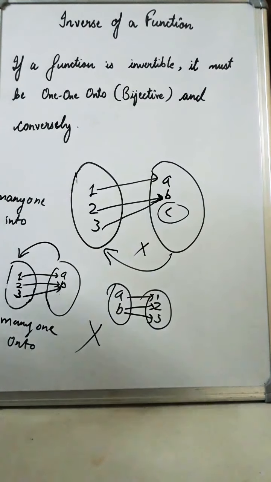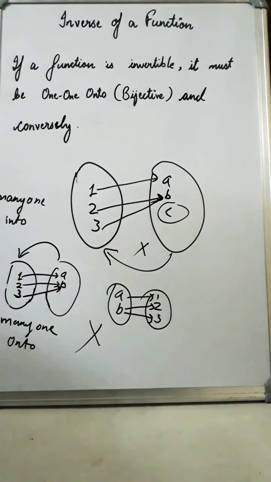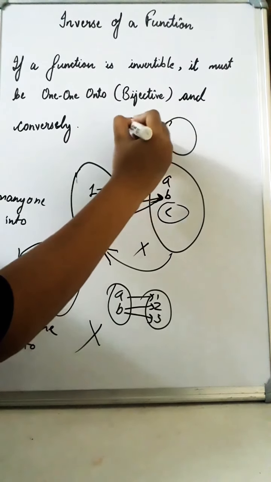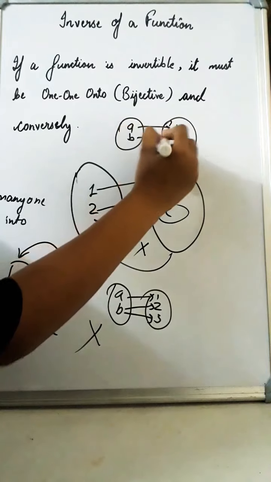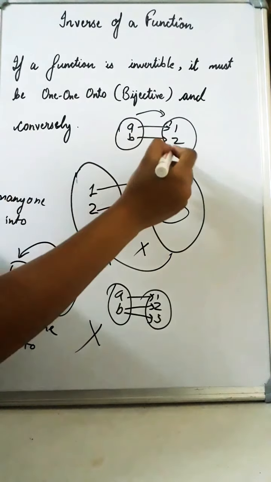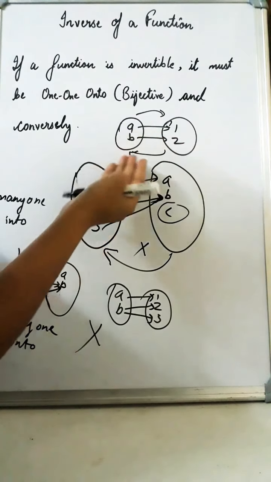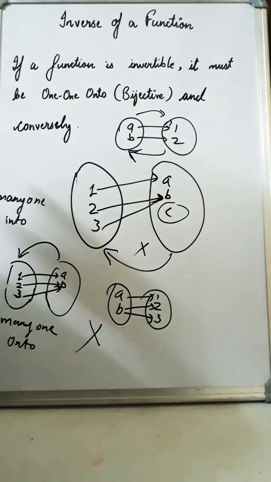So whenever you have to prove that a function is invertible, first of all it must be a 1-1 onto function. See how? Suppose A B and 1 2. Now 1 is mapped. See, this is a 1-1 function. Now if you reverse it, what will you get? 1 is mapped to A, 2 is mapped to B. Again this is a 1-1 function. In this case only the function is invertible.